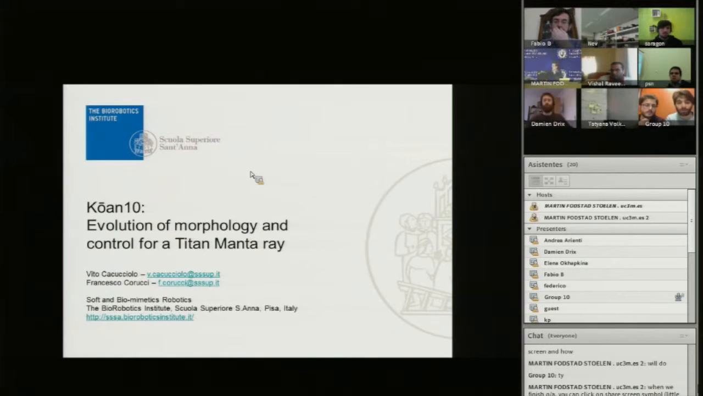I'm Vito Capucciolo, this is Francesco Colucci. We are from the Soft and Biomimetic Robotics group of the Robotics Institute. We work with Cecilia Laschi, and we are in the Kōan group. That is the evolution of morphology and control for a Titan Manta ray.